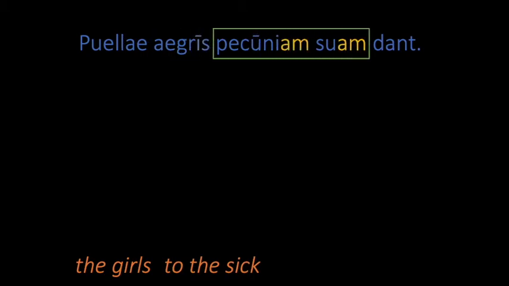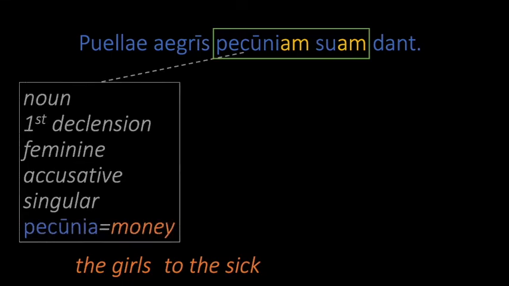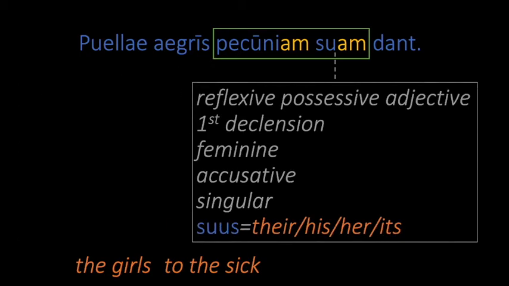The next phrase is pecuniam suam. Pecuniam is a noun in the accusative singular from the base meaning money. Suam is a form of the reflexive possessive adjective which was introduced in this lesson. It is used to indicate possession by the subject, and it is playing an attributive role here to pecuniam. English doesn't have an exact equivalent construction, so we usually use the third person possessive pronoun to translate it.